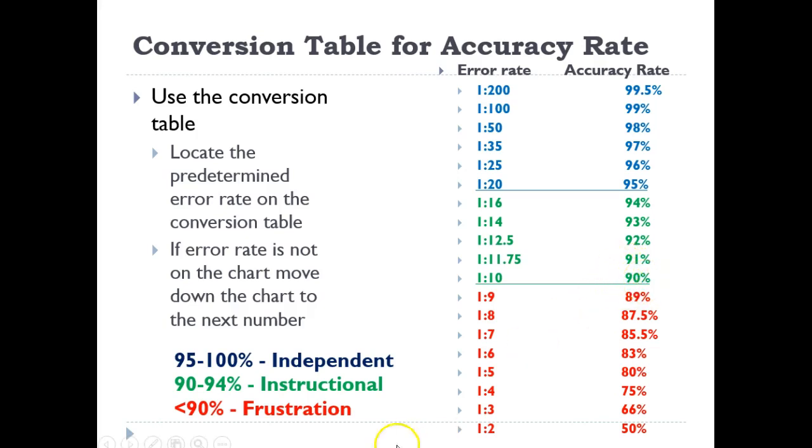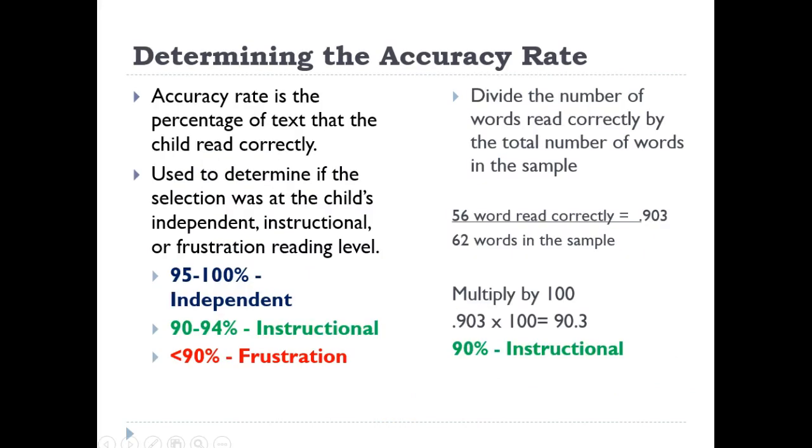Let's take a quick look right over here. Sorry, here we go. Hope I'm not making you dizzy. We take a look at our criteria, what constitutes independent, instructional, and frustration. And we already said that the 1 in 10 error rate gave us 90% accuracy. 90 to 94% is the instructional range. Therefore, according to our calculations, this particular passage our student read is instructional for the student.